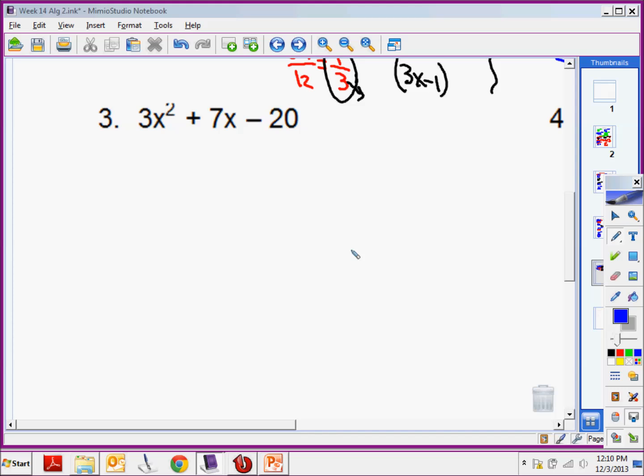We're going to do it with the quadratic formula. X equals negative b plus or minus the square root of b squared minus 4ac, divided by 2a.